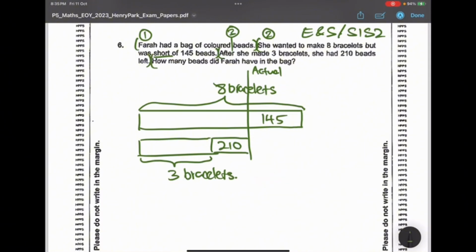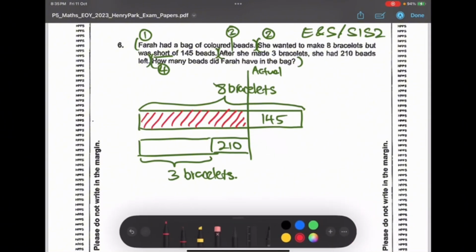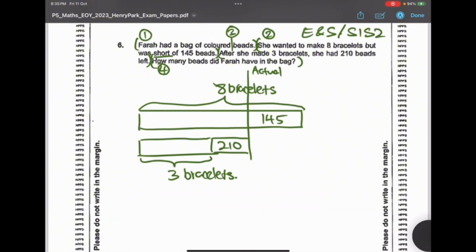Now, how many beads does Farah have in the bag? This is sentence number 4. Okay, so what we are looking for is this over here. What we are looking for is what she actually has, not what she does not have. Okay, so from here, what can we do? What I want to do is something called mirror imaging. Alright, so what I have on one side of the model, I want to replicate on the other side. This would be 210 as well. Knowing that all of this can make me 8 bracelets, and this amount can make me 3 bracelets, what I know is that this over here is actually 5 bracelets.